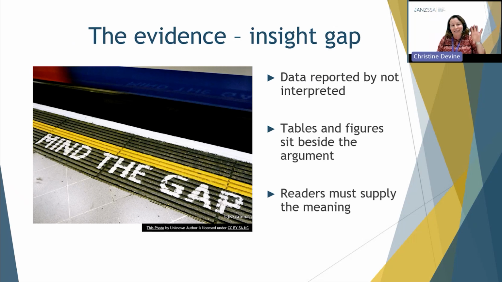This can also happen if you're not providing the text and insight piece. For example, if you've got the data in tables and figures, but they're sitting beside the argument as opposed to being a core piece that is building and supporting your argument. When readers have to do all of the work in supplying the meaning, it's an instant way to lose the impact of your writing, but also lose your audience, because if people can't see the implications for their own practice or the key takeaways emerging, they will tune out. What do you think, Dana?